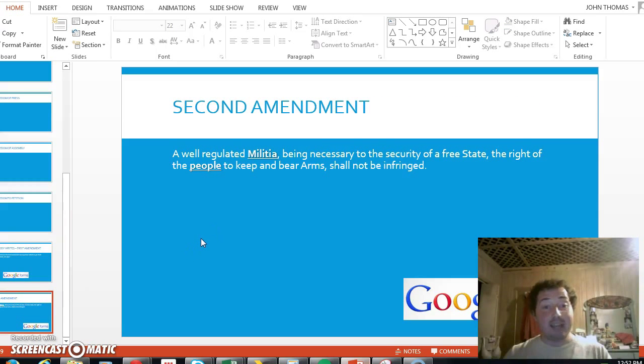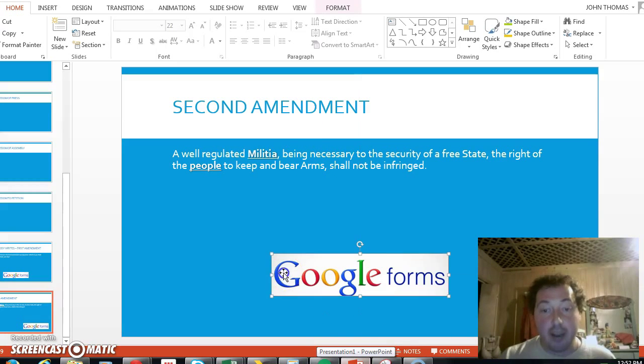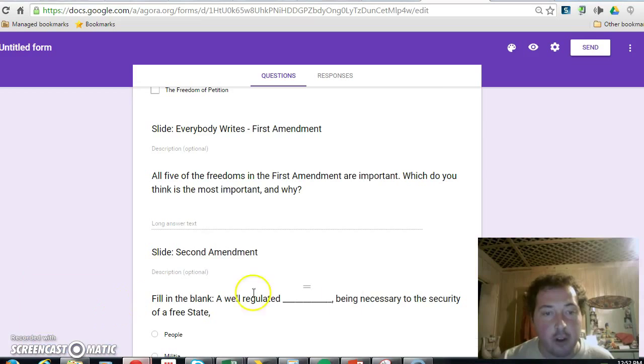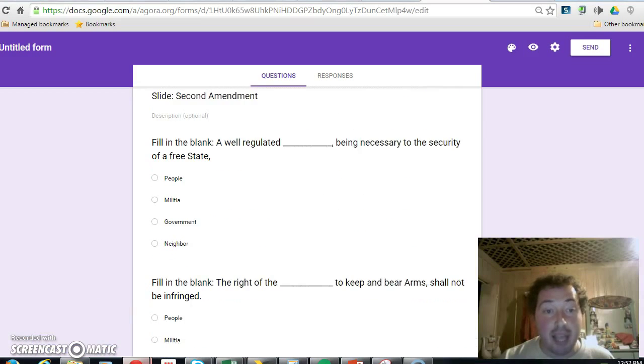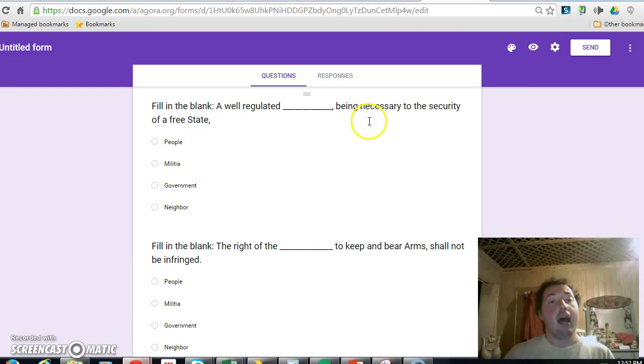We would go to the Second Amendment: a well-regulated militia being necessary for the security of a free state, the right of the people to keep and bear arms shall not be infringed. So again, I have this Google form here. Hey guys, time to go to Google Forms, answer this question. Again, a knowledge level question is what I'll have here, just to fill in the blanks. I actually have 2 on this slide.